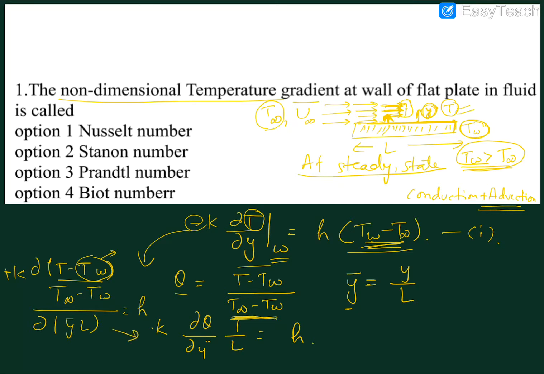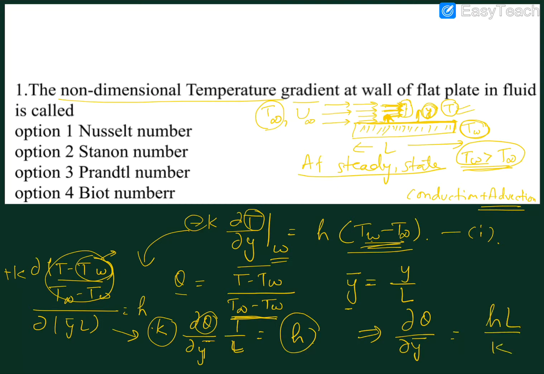So again from here, this will become K, and this whole scenario becomes del theta over del Y bar, and L will come out here with H. If you rearrange again, del theta over del Y bar should be equal to HL by K. You know that this number, HL by K, is called the Nusselt number, where L is the length scale, H is the heat transfer coefficient, and K is the thermal conductivity of the fluid.